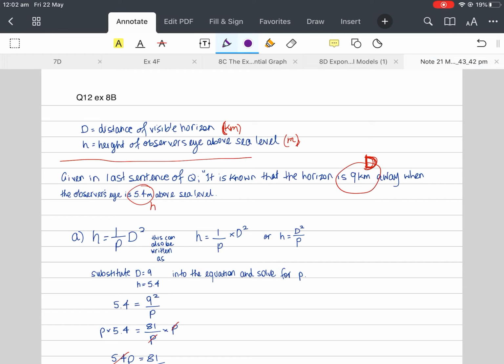Alright, so what this question is asking is, a quadratic model can be used to relate the distance of the visible horizon, d in kilometres, at sea to the height of an observer's eye above sea level, h in metres. It is known that the horizon is 9 kilometres away when the observer's eye is 5.4 metres above sea level. Now this one was a little bit tricky, so I thought I'd go over it with you.